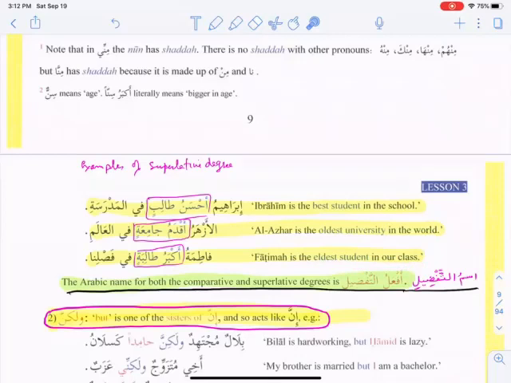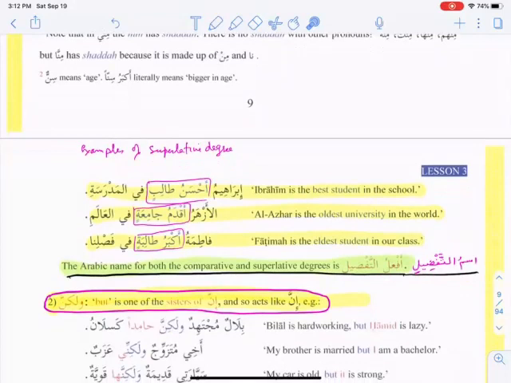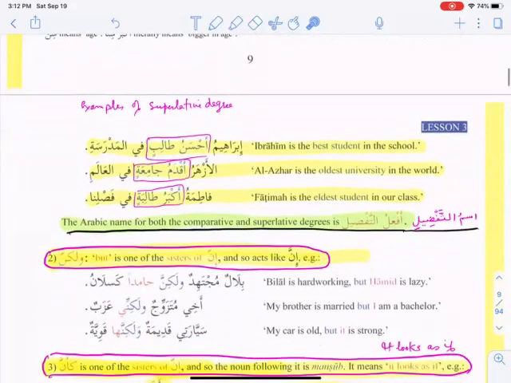The Arabic name for both the comparative and superlative degree is ismu tafdil. Af'alu tafdil, we can call it ismu tafdil. Did you get the idea, my brothers and sisters? That is it. To learn, and we go back to the lesson again. We'll do lots of exercises. I want to do the exercises with you.